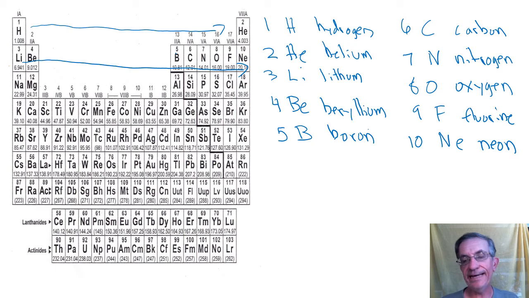All right, with that, element. Element, if you're on the periodic table, you're an element. Anything listed on the periodic table is an element. All right, so let's move on to compounds. I've got to move on to the next slide to do that.